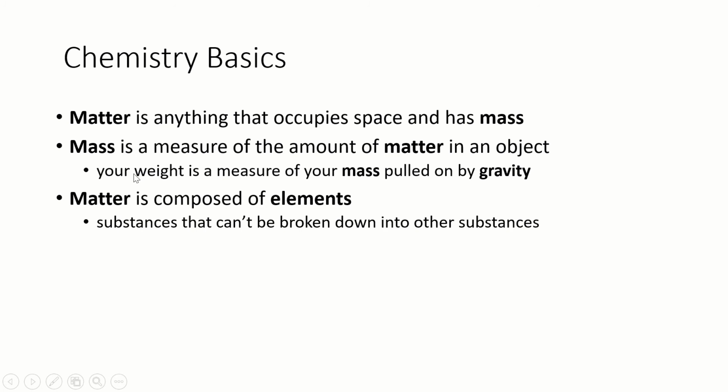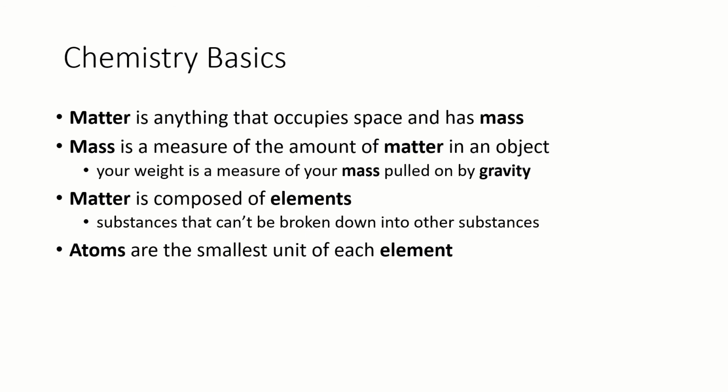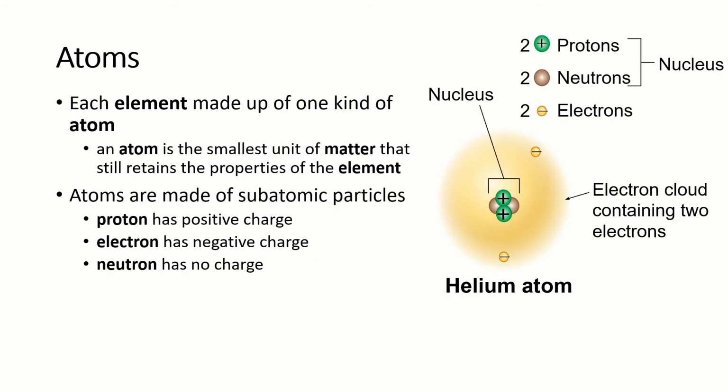Matter, this mass stuff, is composed of elements. Elements are the substances that can't be broken down into other substances without losing their characteristics. And the smallest unit of each element is an atom. So let's look at what this is. An atom is a tiny little thing that is a nucleus with electrons zipping around it.